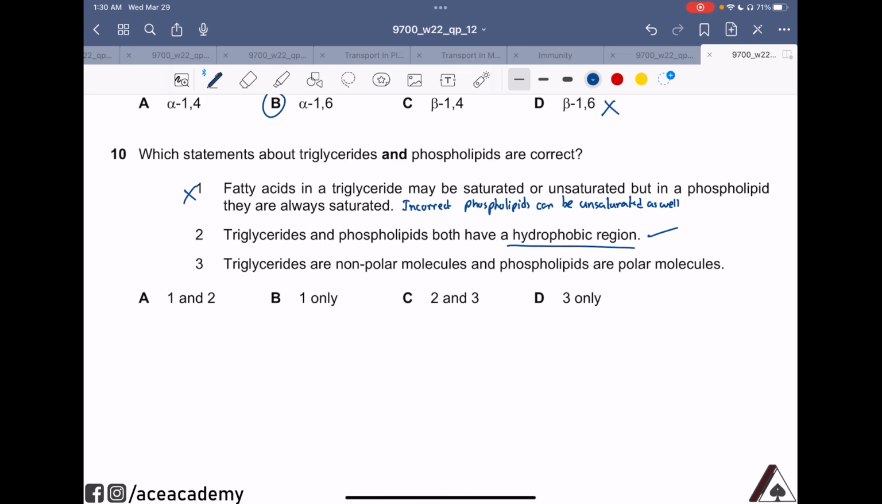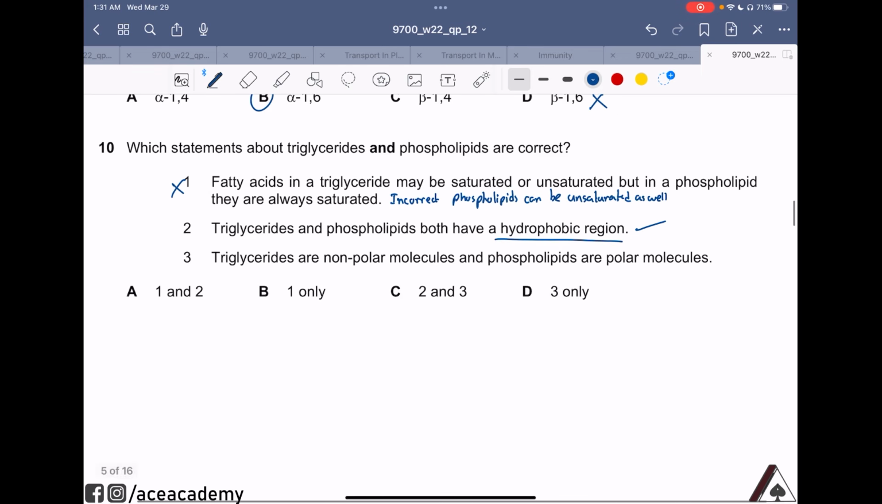And then triglycerides are non-polar molecules, while phospholipids are polar molecules. Yes, phospholipids are polar molecules due to the presence of the phosphate group and the choline group. And triglycerides are non-polar due to the presence of glycerol and fatty acids, both of which are non-polar. So 2 and 3 are correct, which gives us C as the correct option.